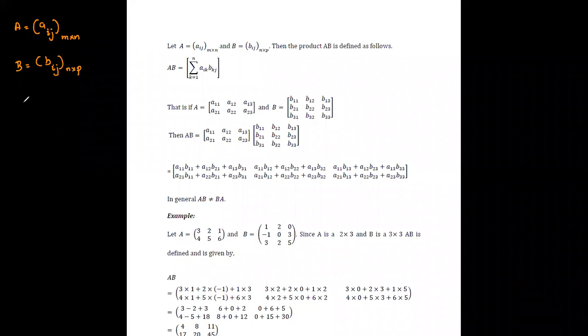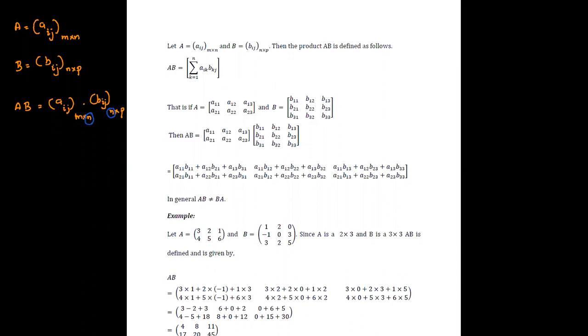Now you can see that if you need to get the product of matrix AB, then you need to consider these two matrices. It is quite like this: Aij, an m by n matrix, multiplied with Bij, an n by p matrix. Now if you consider the number of columns in the first matrix and the number of rows in the second matrix, you can see that these two values are the same.